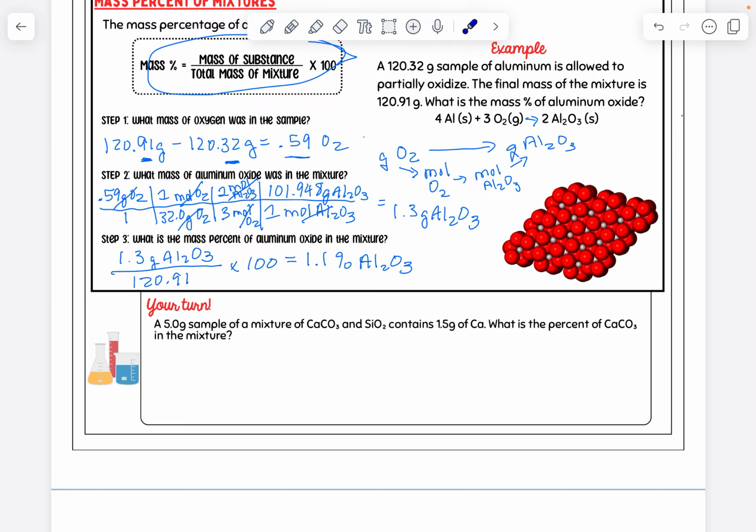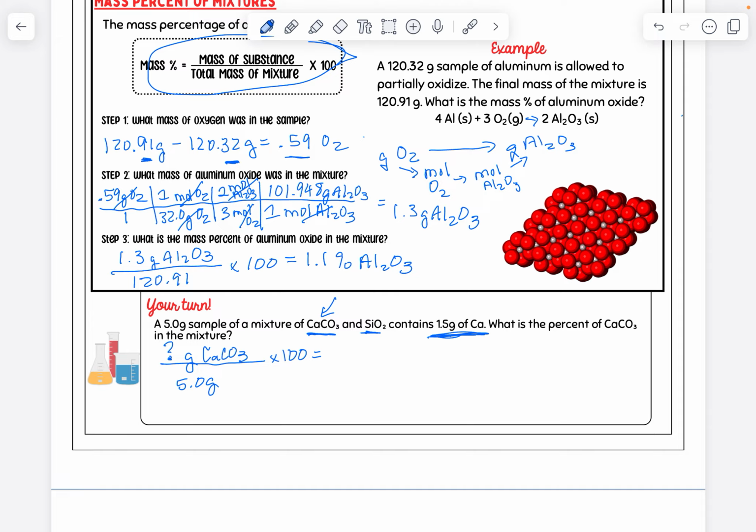Well, I know to find the mass percent that I have to take my grams of calcium carbonate over my total mass of my sample and multiply that by 100. So it's asking me, how can I find the number that goes there? Well, my clue here is I'm given 1.5 grams of calcium. And since my mixture only contains calcium carbonate and silicon dioxide, I know that all of my calcium has to have come from my calcium carbonate.